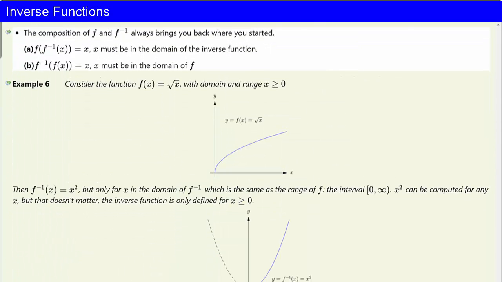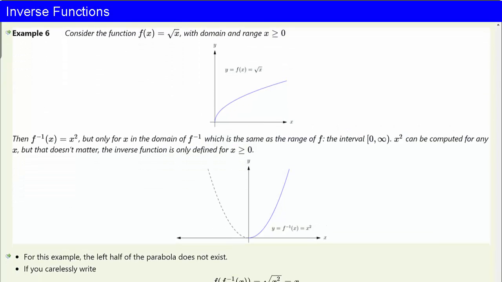Finally, some basics. The composition of f and f inverse always brings you back to where you started. In terms of formulas, what I'm trying to point out is f composed with f inverse and applied to x gives you x, and f inverse of f of x equals x for any appropriate x. By appropriate, I mean that in the first case, where we claim that f of f inverse applied to x gives x, x must be in the domain of the inverse function. But in case B, where you state that f inverse of f of x equals x, x must be in the domain of f. This is important to keep in mind.